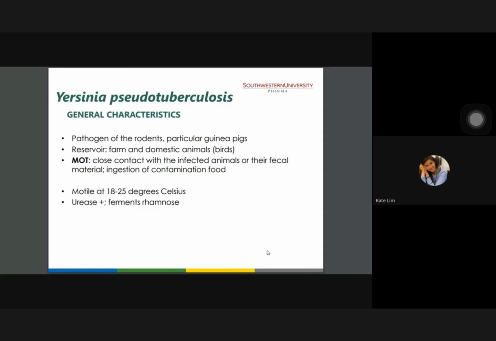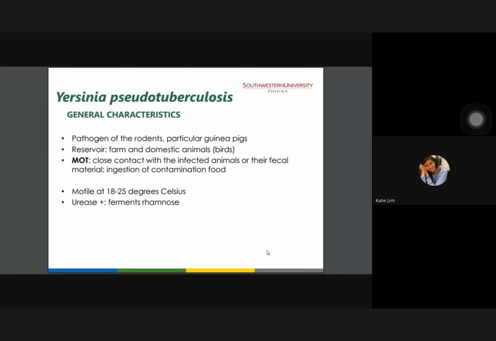Mode of transmission, very self-explanatory: contact with the infected animals and ingestion of contaminated food. Another mode of transmission is the ingestion of food contaminated with this bacteria. Usually the contamination can occur if the food is improperly handled or if animals shedding the bacteria are in close proximity to the food sources. Say, for example, if your guinea pig pet is in close proximity to your food source, it could actually shed the bacterium onto your food. So you could actually get that through ingestion.